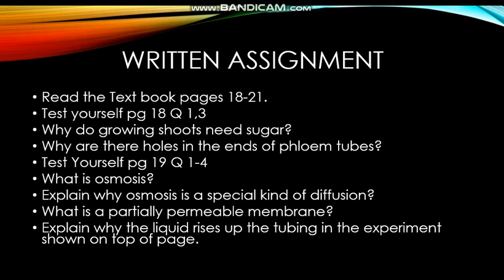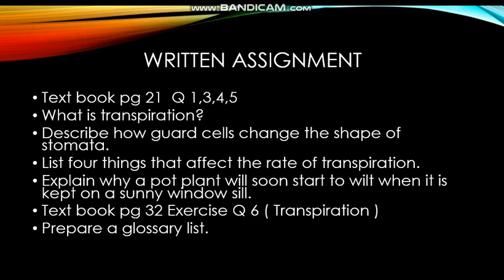Question number 3 is what is a partially permeable membrane? It is a membrane that allows only some molecules to pass through it. Question number 4 is explain why the liquid rises up the tubing in the experiment shown on the top of the page. Because the water molecules move from the weak sugar solution to the strong sugar solution. Then you have to do textbook page number 21. You have to solve questions 1, 3 and 4.